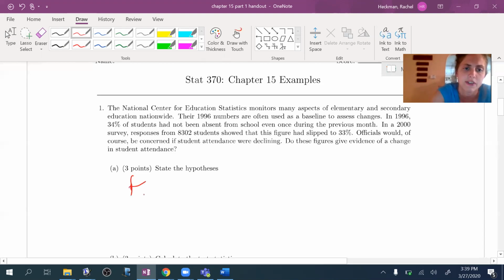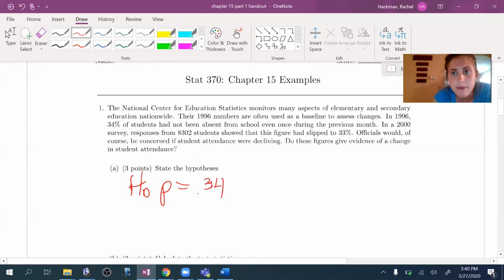There it goes. So, null hypothesis. I'm working with a proportion, so I'm using the letter P for proportion. I assume that everything has stayed the same. My null hypothesis, everything has stayed the same. So I'm assuming that proportion is still 34% or 0.34.